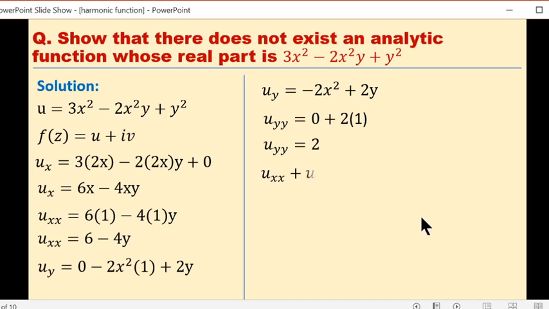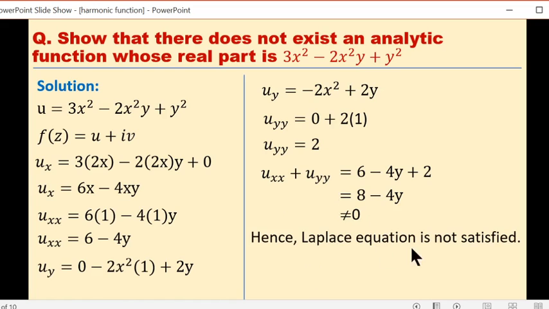Now we are going to check the Laplace equation. The left hand side of the Laplace equation in Cartesian form would be uxx plus uyy. Let's substitute. uxx is 6 minus 4y plus uyy is 2. So here 6 plus 2 is 8 minus 4y. That's it, no further simplification is possible. So what do we observe? This is not equal to 0. So uxx plus uyy is not equal to 0, meaning the Laplace equation is not satisfied. Laplace equation is not satisfied means u is not harmonic.